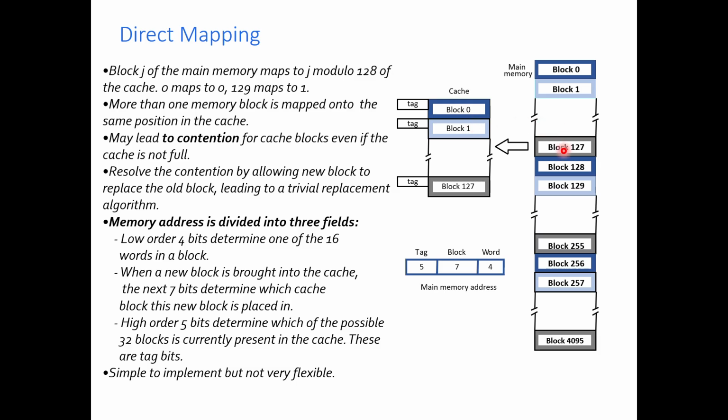In this case, if I want to place block 127 into the cache memory, I apply 127 modulo 127, which results in 0. It will be placed in block 0. If I have 128, then I apply 128 modulo 127, which results in 1, so 128 will be placed in block 1. This is the way we place a block into the cache memory. This is called the mapping function. Direct mapping uses the formula: main memory block number modulo the cache block number.